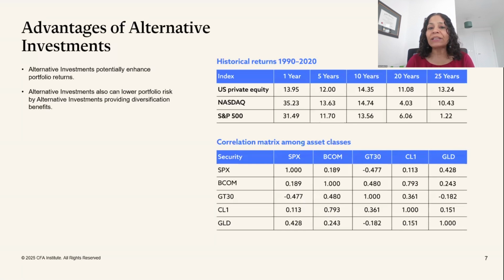And the second point is that they can also lower portfolio risk by providing diversification benefits. So if two assets or securities do not have a correlation of +1, if they are not perfectly positively correlated, then combining the two assets or securities in a portfolio may provide diversification benefits and thus reduce risk in the portfolio. As you can see, there is relatively low correlation between different types of alternative investments and also between alternative investments and other asset classes like stocks and bonds. Adding private equity, real estate, and commodities to portfolios helps investors reduce risk. So 2 key points to remember from this slide. These investments can potentially enhance returns and they can lower risk by providing diversification benefits.